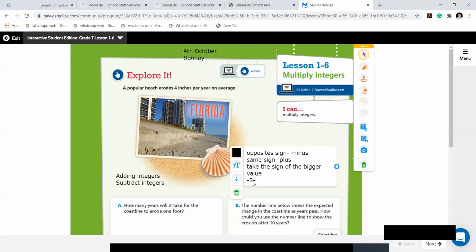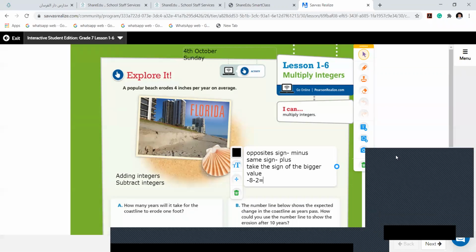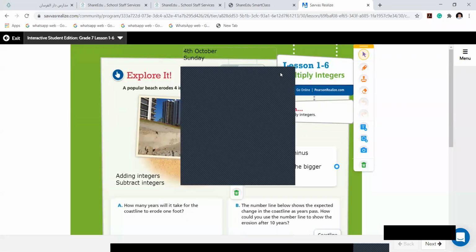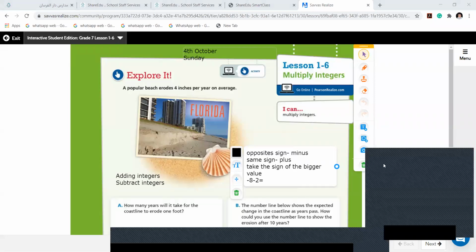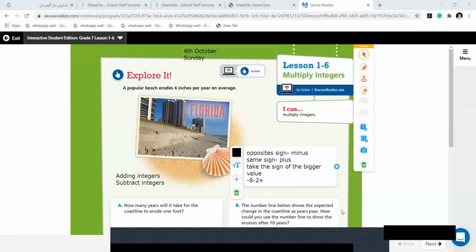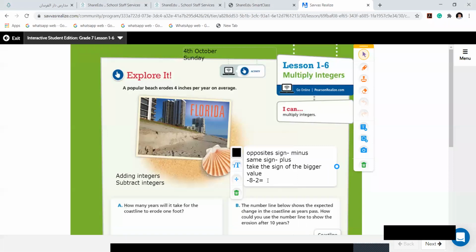Minus 8, minus 2. Zishan, are you here with me? Your mic is not working. Okay, how about Noor? What is minus 8 and minus 2, Noor? Minus 10. Very good, excellent. Both are minus, same sign, I need to plus it, and then I take the sign of the bigger value.